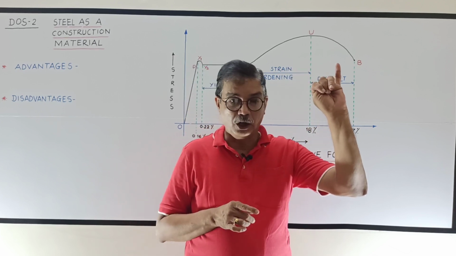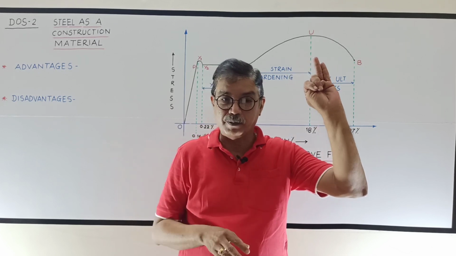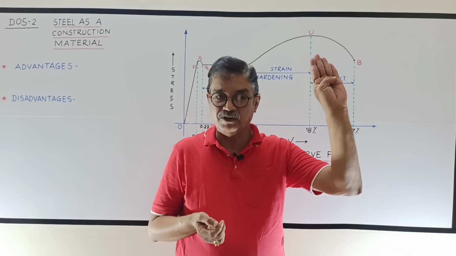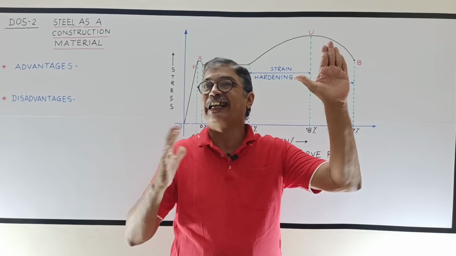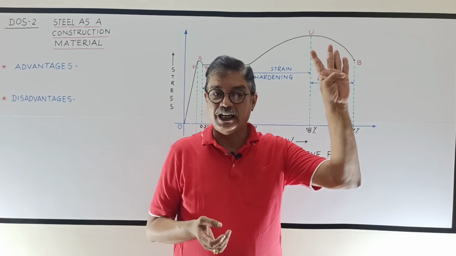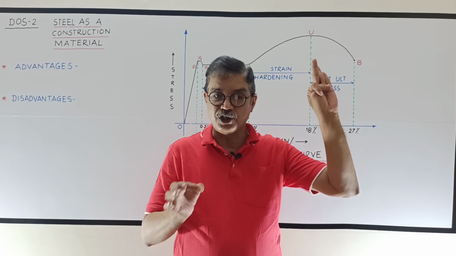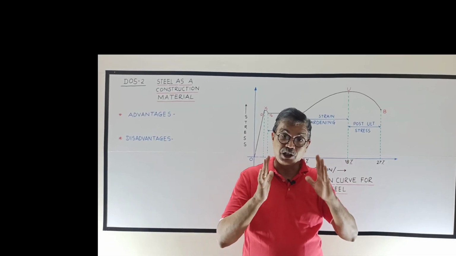Seventh one, long life if it is maintained properly. Eighth one, properties of steel do not change with time. Ninth one, additions and alterations are easy. 10th one, speedy in erection, that is speedy in construction. 11th, highest scrap value. And 12th, reusable. If it cannot be reused, it can be recycled. So these are a number of advantages of steel as a construction material.